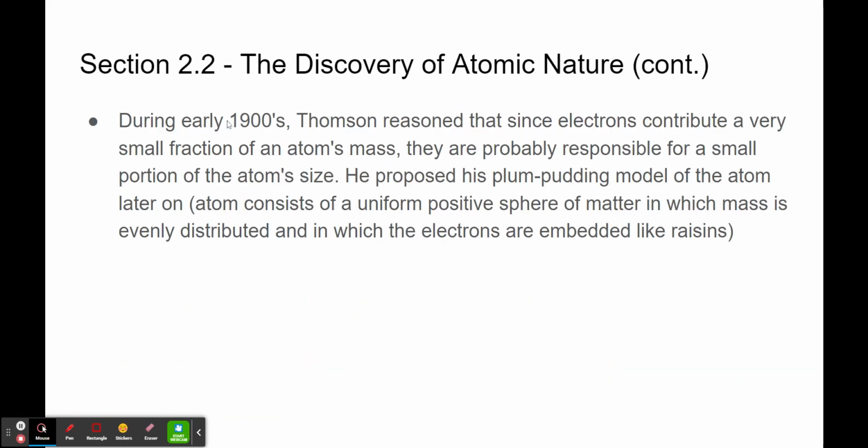All right, and then during the early 1900s, back to Thomson, he reasoned that since electrons contribute to a very small fraction of an atom's mass, they are probably responsible for a small portion of the atom's size. And he proposed his plum pudding model of the atom later on. And this is an atom that consists of a uniform positive sphere of matter in which mass is evenly distributed and in which the electrons are embedded like raisins. So it's kind of like a cookie, and most of it is that positive sphere, which accounts for most of the mass. And you have those little dots of electrons everywhere, like the raisins.